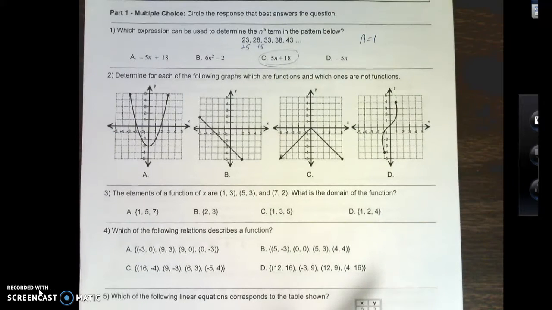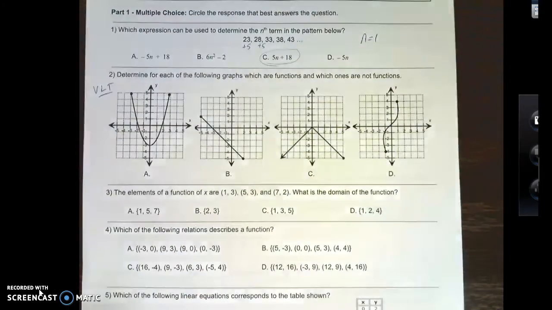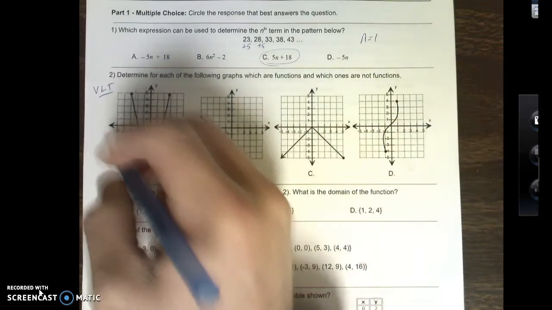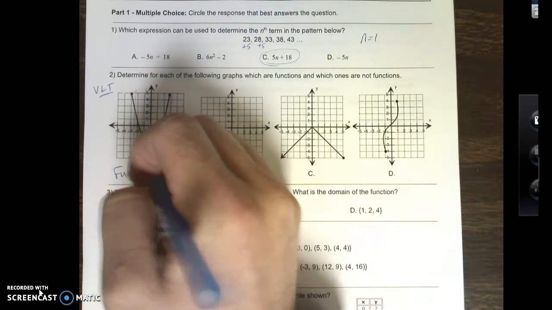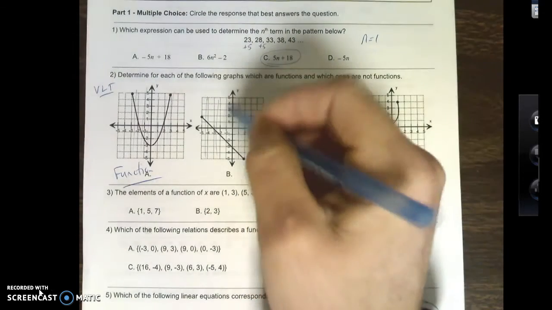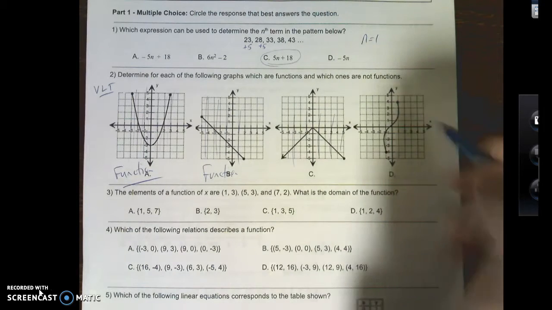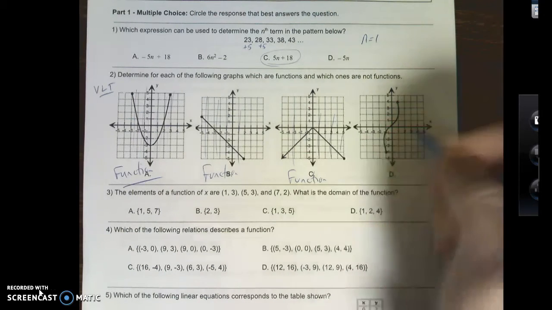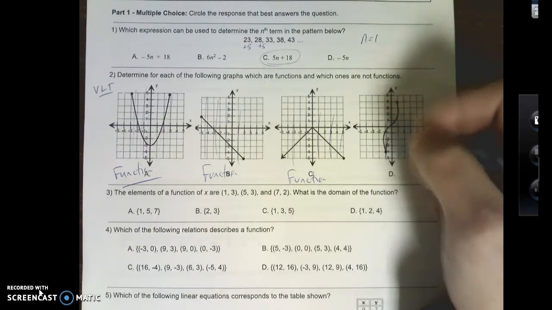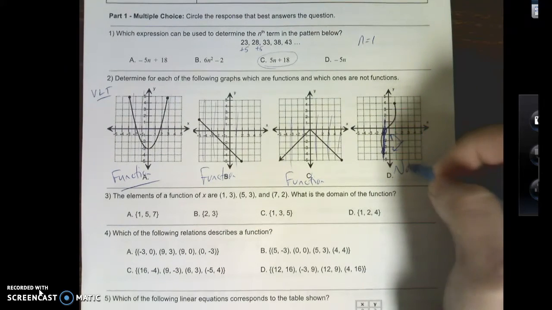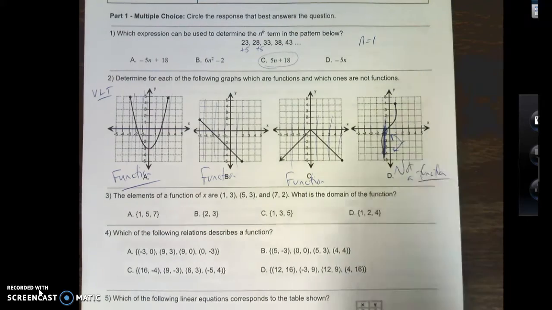Number 2, determine for each of the following graphs which are functions and which ones are not functions. In order to be a function, it needs to pass the VLT, the vertical line test. So, if I draw a line straight up and down, it never hits more than one point, that passes. This is a function. This is okay too. Function. Function. But if you look at part D, if I draw a line straight up and down here, it hits there and there. It hits two points. So this is not a function. Okay, you don't want to hit more than one point.